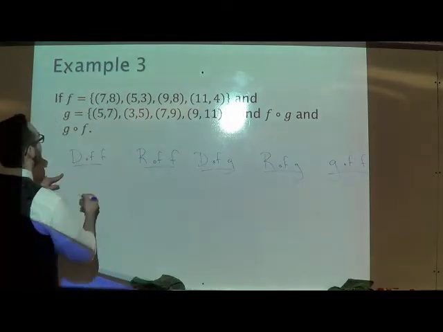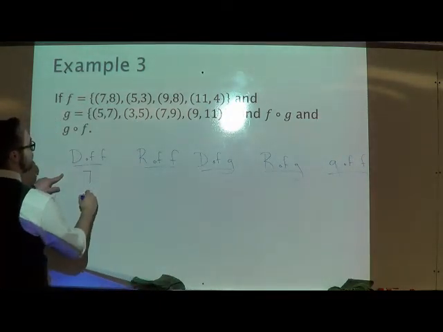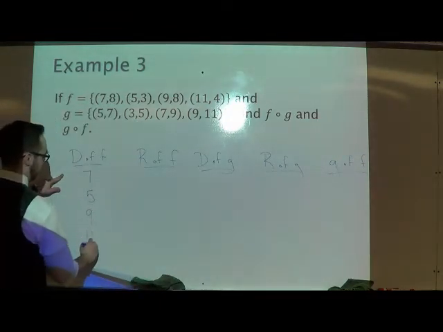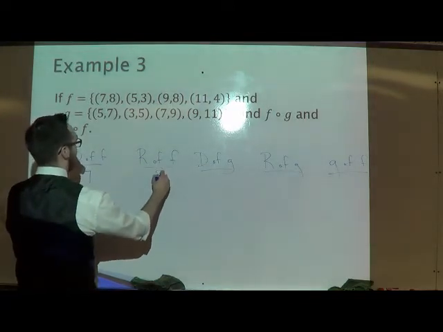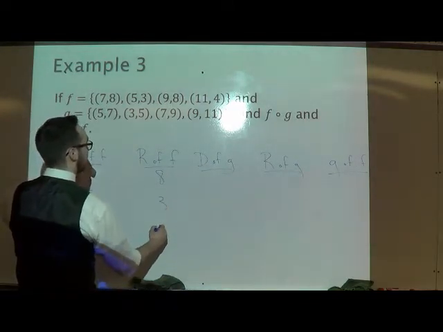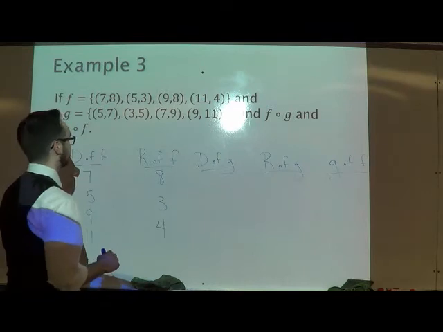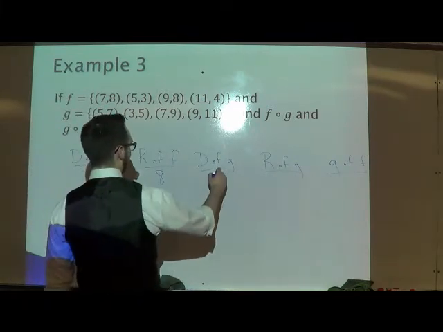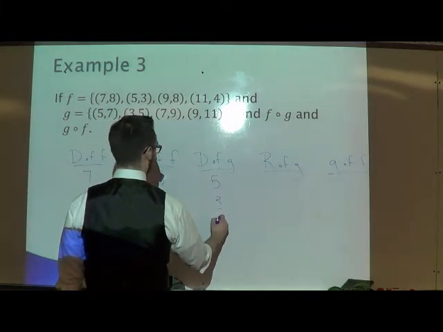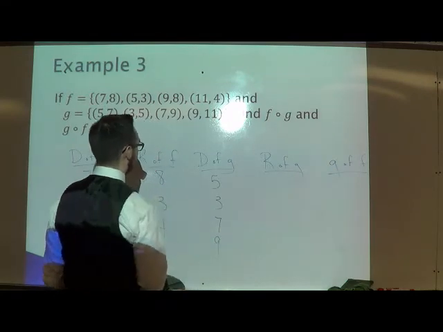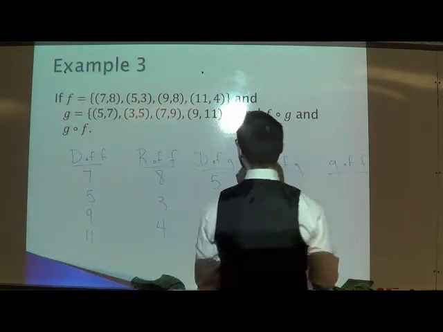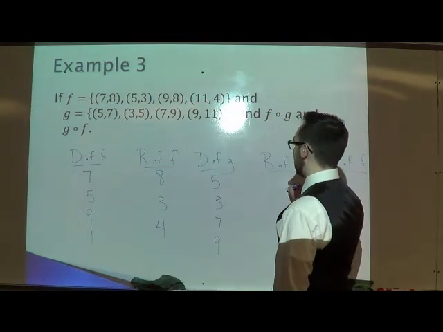So the domain of f, once again, is 7, 5, 9, 11. The range of f is 8, 3, 8, 4. The domain of g is 5, 3, 7, 9. The range of g is 7, 5, 9, 11.